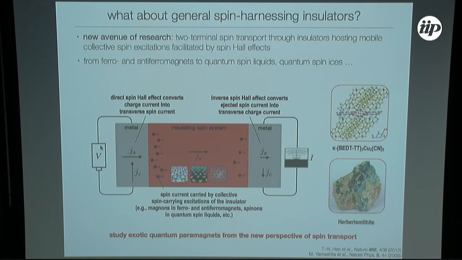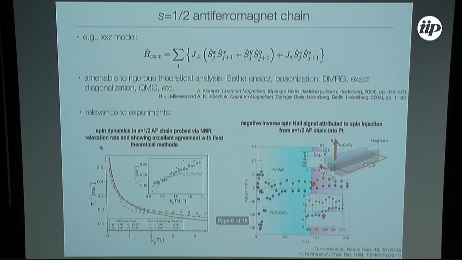But a more particular system that I want to concentrate on in this talk is a spin-1/2 antiferromagnetic chain, for example, the XXZ model. And this is a nice model in particular because it's amenable to rigorous theoretical analysis like bosonization and various numerical techniques. And it's also relevant to experiments. A few years ago, there was a nice comparison of the spin dynamics in this system probed via NMR, and it showed very nice agreement between experiment and theory.